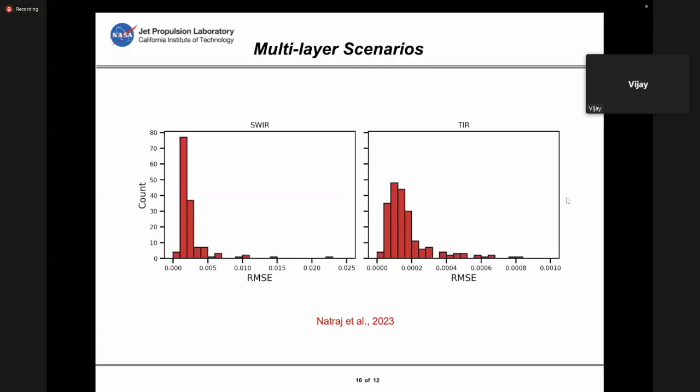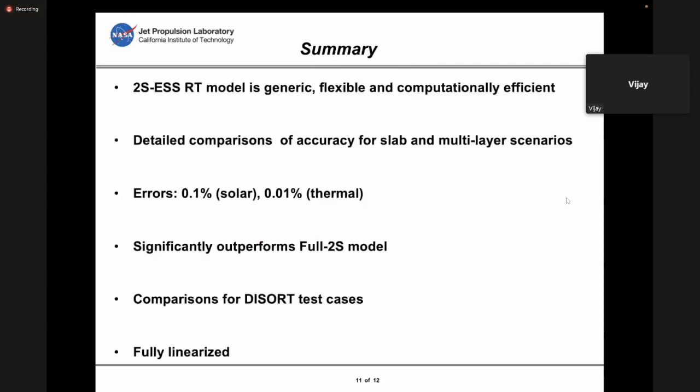And across all these profiles, you can see that the errors from the 2S-ESS model are on the order of about 0.1% in the shortwave and about 0.01% in the thermal. So the model is performing pretty well.